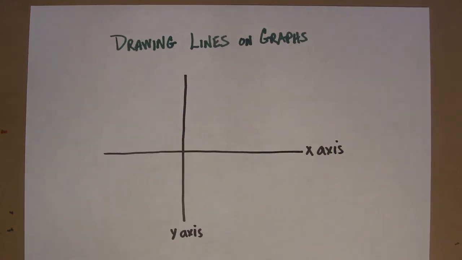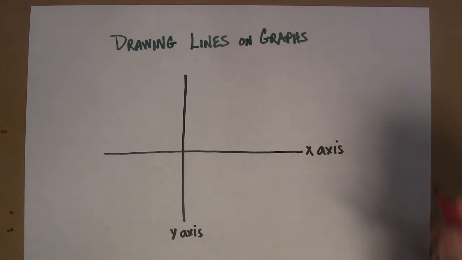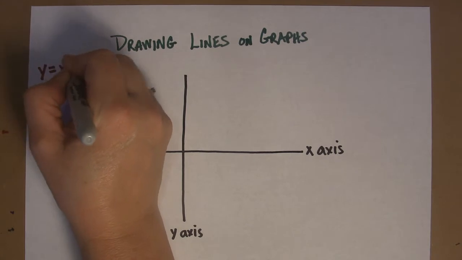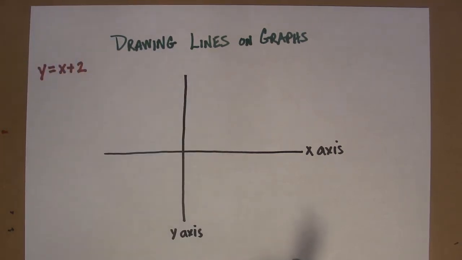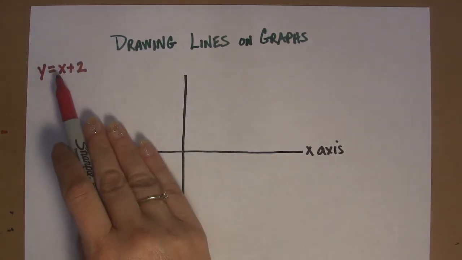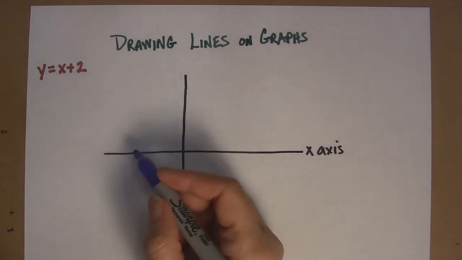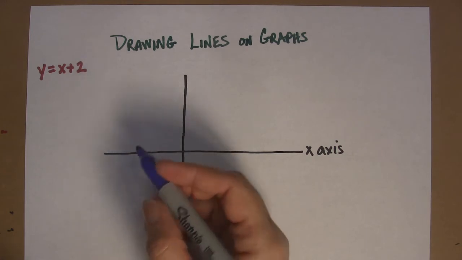All right, so let's say that I have this first formula, and I'll do this one in pink for you. Let's say this first equation is y equals x plus 2. And I say to you, I would like you to draw this on our graph. Well, that seems like a pretty reasonable request of a math teacher. So how are we going to do that? Well, I'll tell you how we're going to do that.